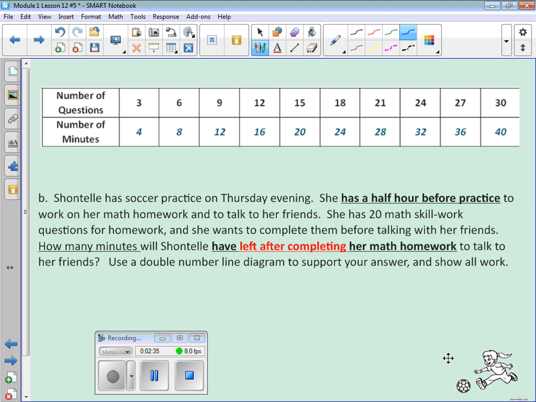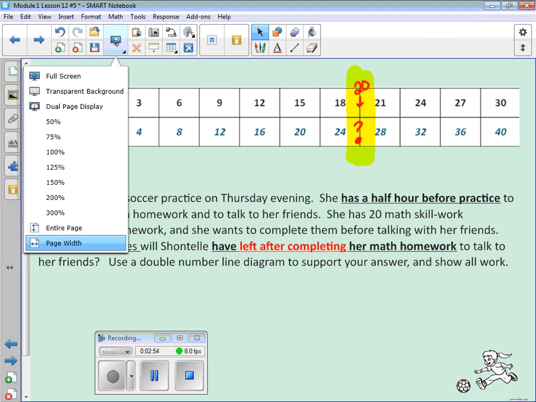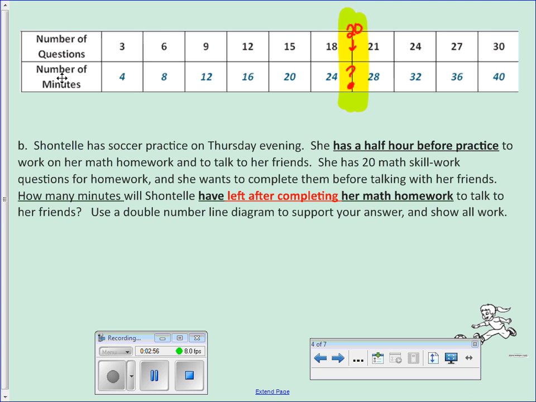So let's find that on our chart. So she has to do 20 questions. So that would go right here. We have to find out how many minutes that would be. So you should always write that on your table, and I recommend highlighting it so it stands out. So everybody should write that on your table. Okay? So that's what we have to do.